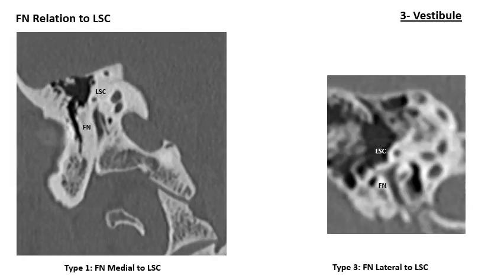These are two examples of the relation of the facial nerve to the lateral semicircular canal. In the first one, we can see that the facial nerve is medial to the bony end of the lateral semicircular canal, which is a favorable condition for posterior tympanotomy. Whereas in the second one, the facial nerve is lateral to the bony end of the lateral semicircular canal, which makes the posterior tympanotomy less favorable.